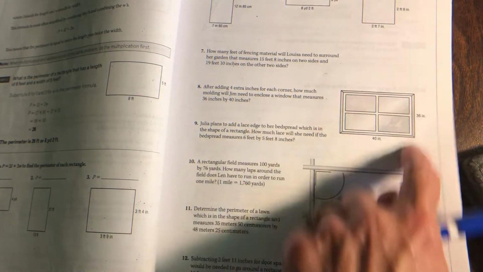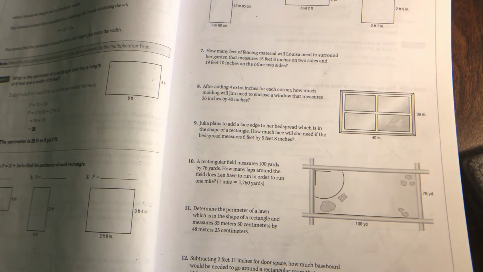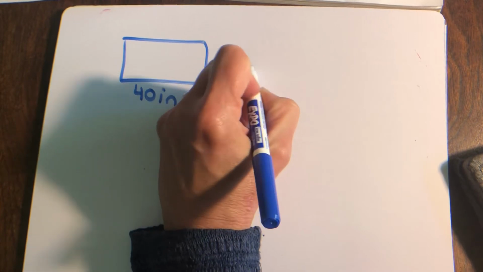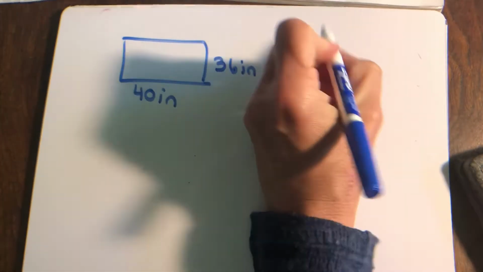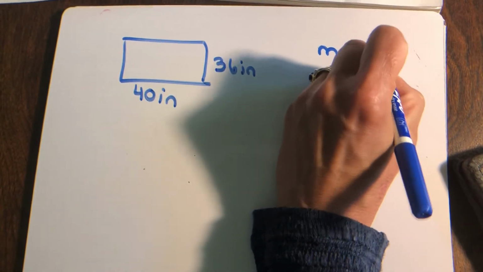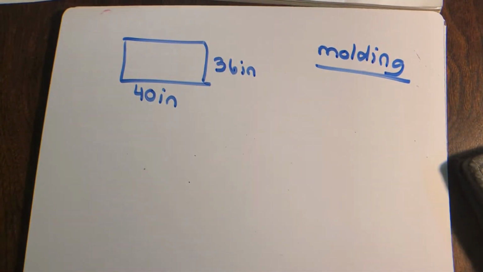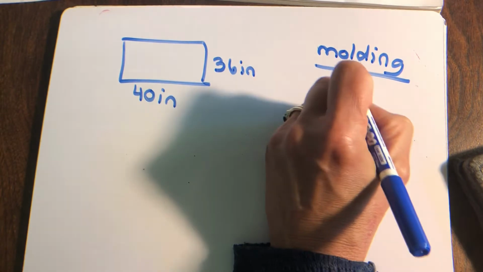So for each corner, they're putting 4 more inches in. So you can do it 2 different ways, okay? You can add the 4 inches in the front end, or you can add the 4 inches for each corner on the back end. So we have a window, and we have 40 inches, and we have 36 inches. They gave us this picture. And they want to know how much molding, another dead giveaway for a clue word. Molding is perimeter.